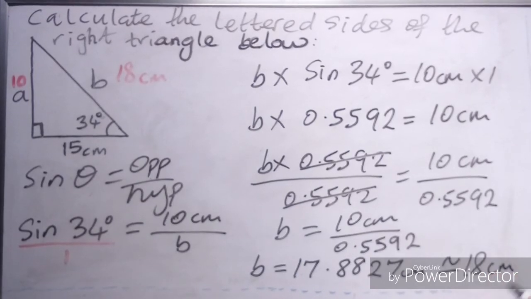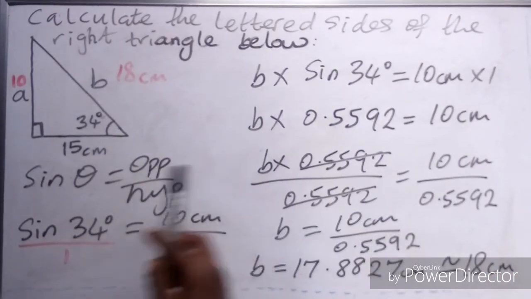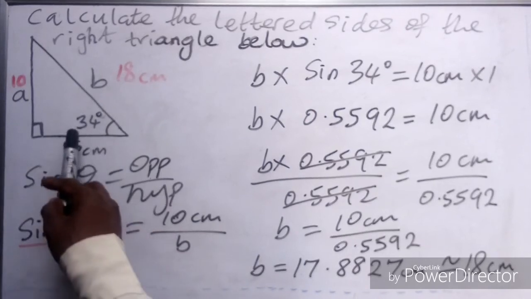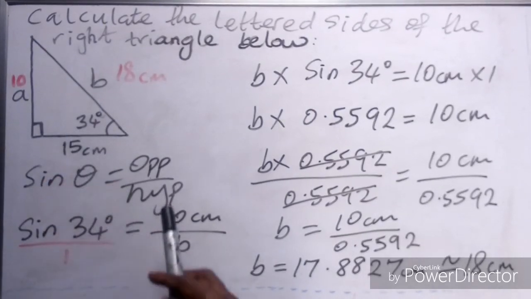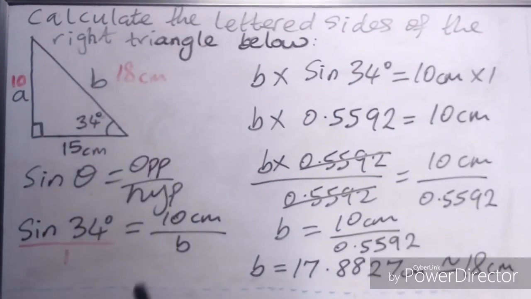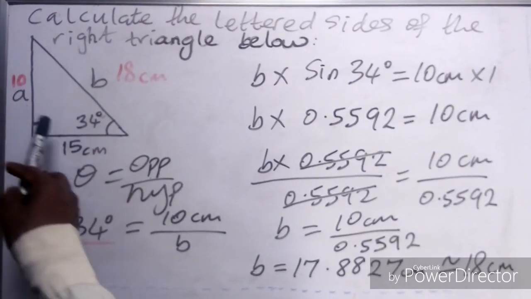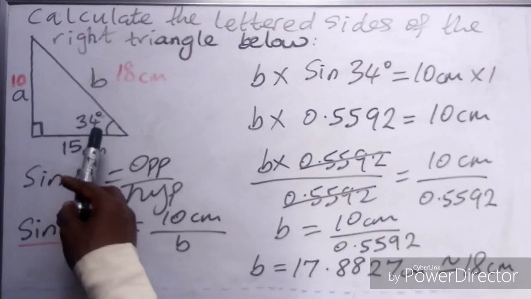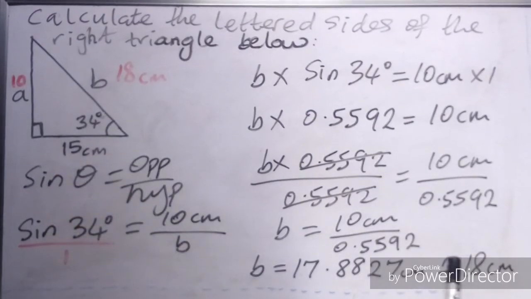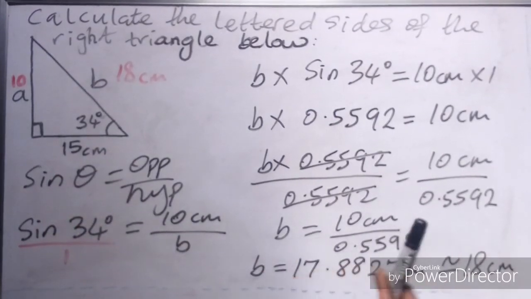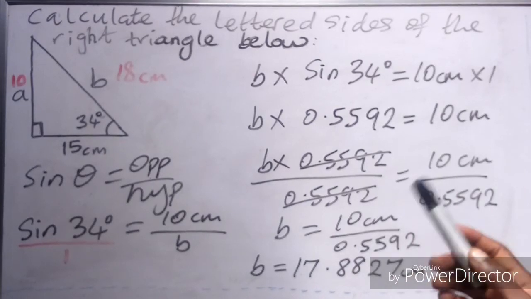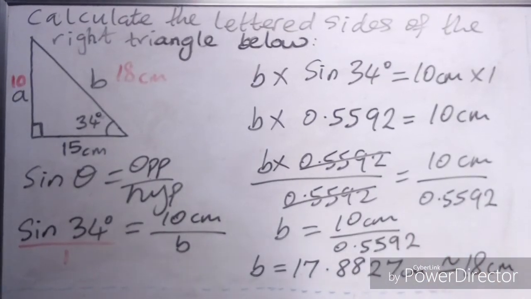So we have 18 centimeters. Now you can see that when we used 15 centimeters and the given angle, we got B as 18 centimeters. When we also use the side A, which is 10 centimeters, and the given angle 34 degrees, we got 18 centimeters. So you can see that no matter the one you use, you arrive at the same answer if you do your working very well.